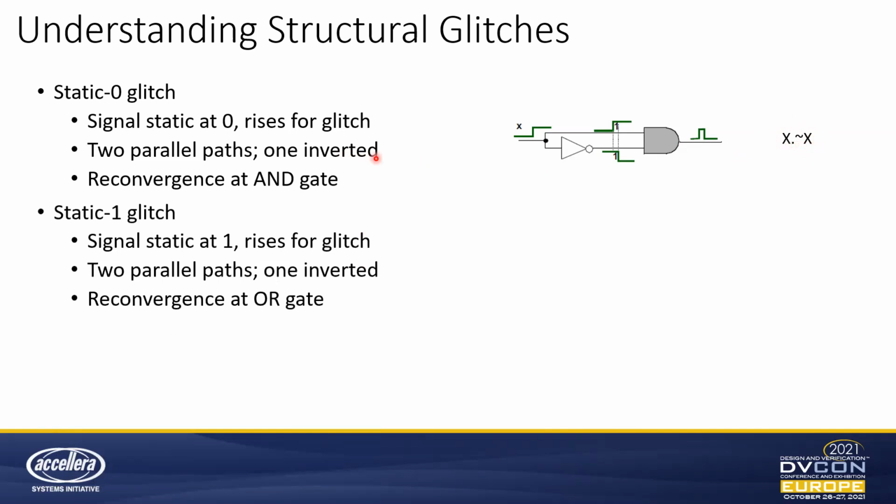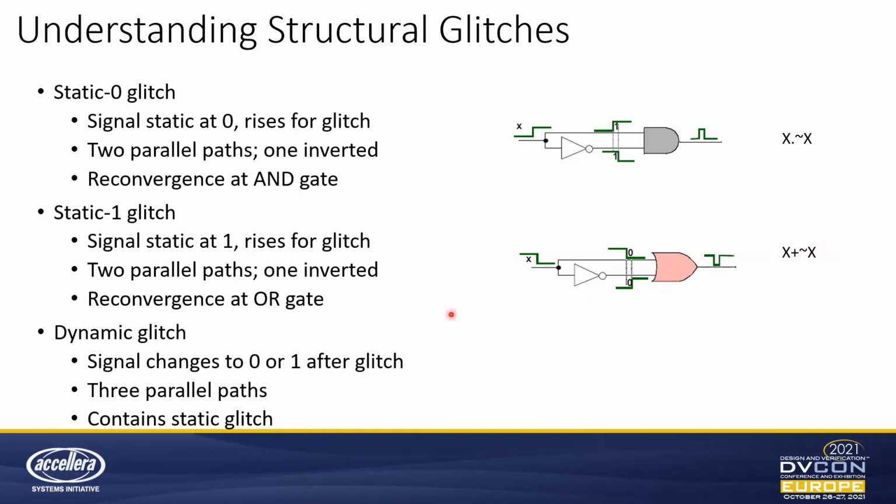On similar lines, there is a static 1 glitch. By static 1, it means the value should be held stable at 1, but it momentarily goes to value 0. Here, the signal converging at an OR gate with its negation may create a static 1 glitch. The expression that can be reduced to identify the static 1 glitch is X OR NOT of X.